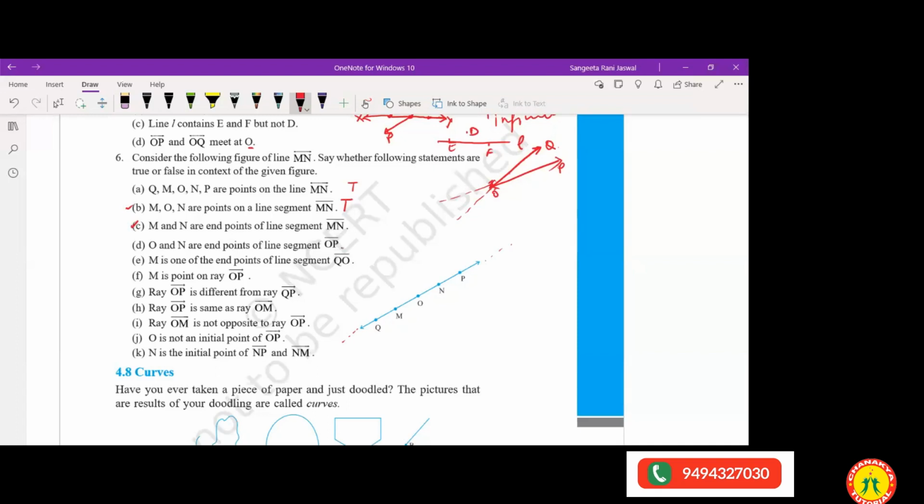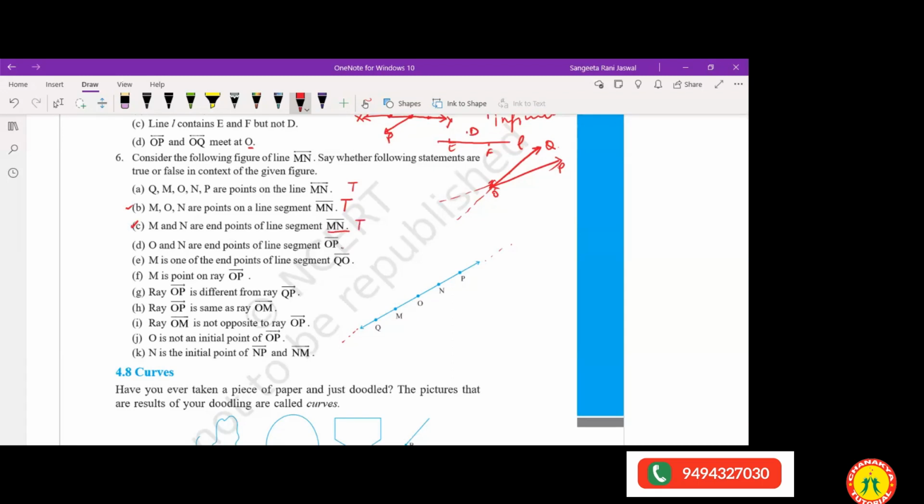See, if it is saying M to N, a line segment is a part of a line. You are aware of it? Line segment is a part of a line. So starting from M, ending at N, this becomes a line segment MN, and it's written also here, line segment MN. M and N are endpoints of the line segment. So isn't that true? It's true then.